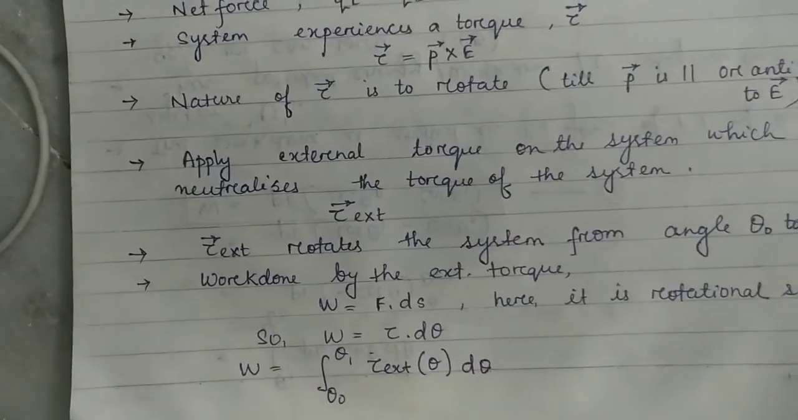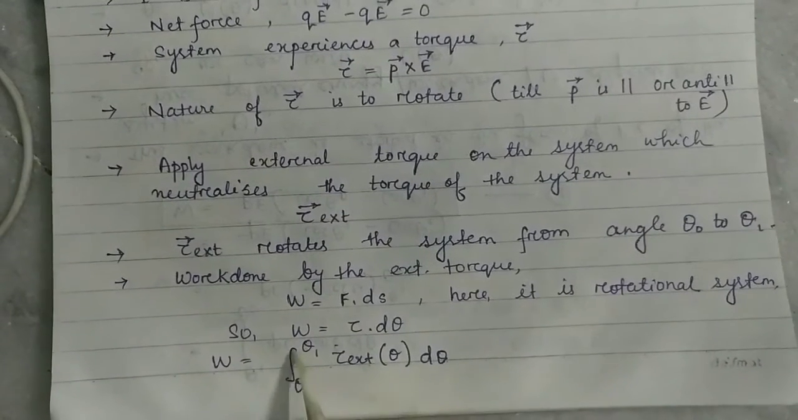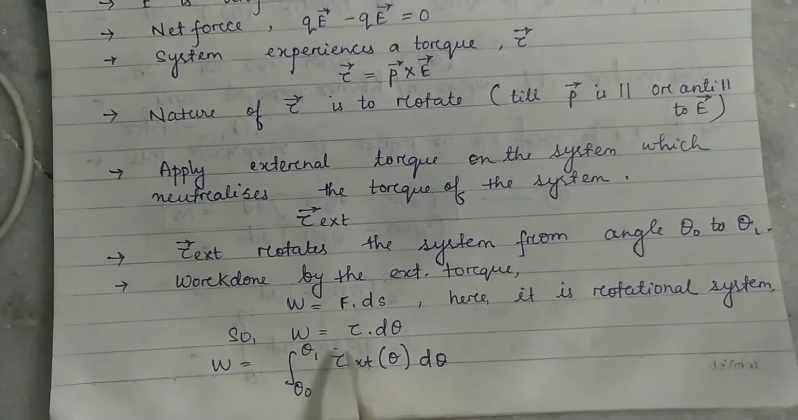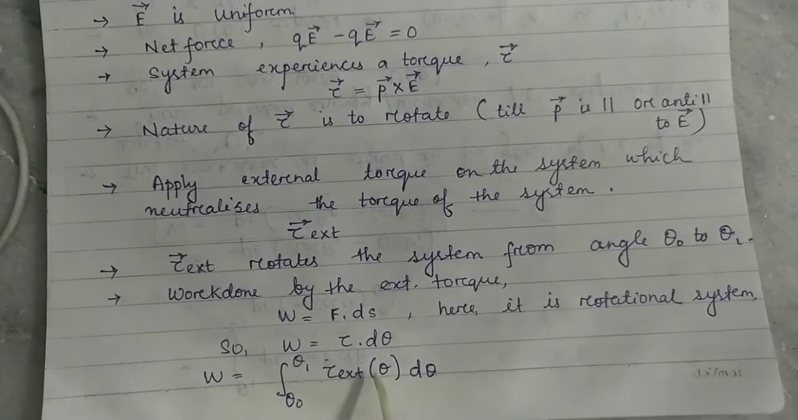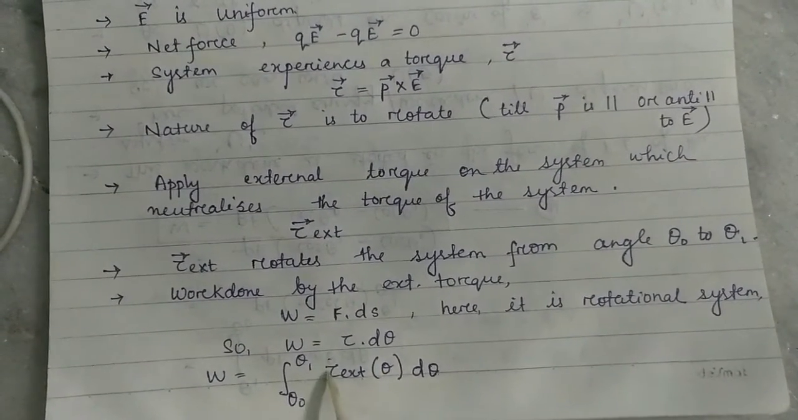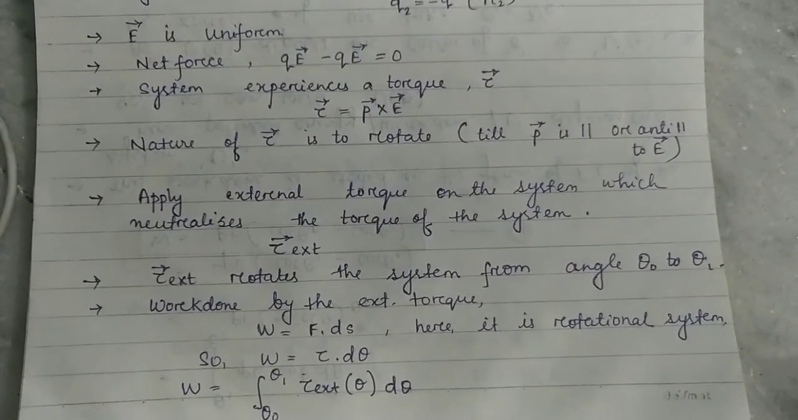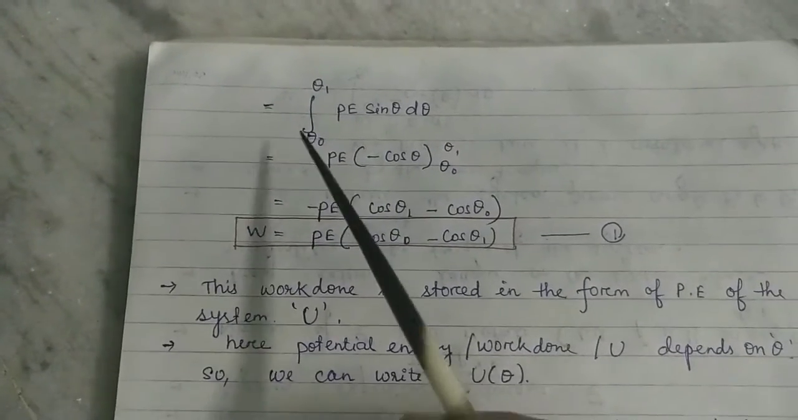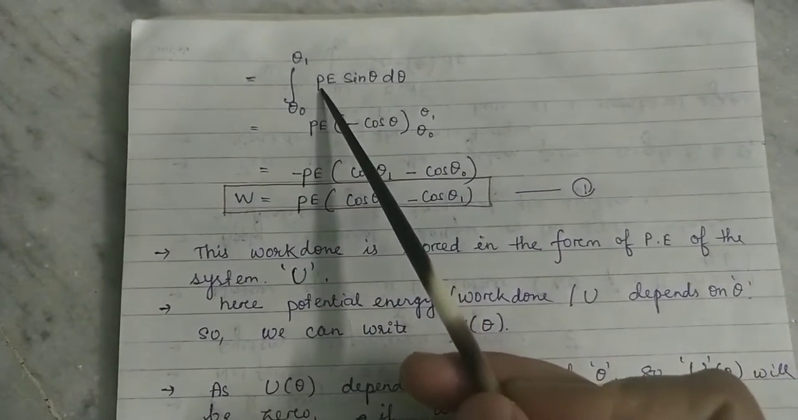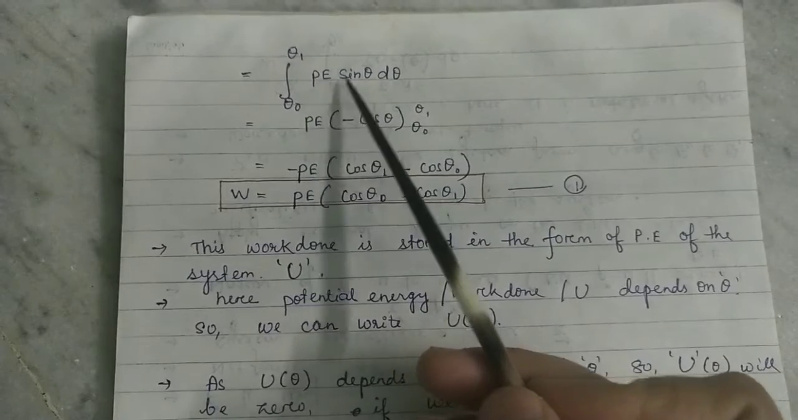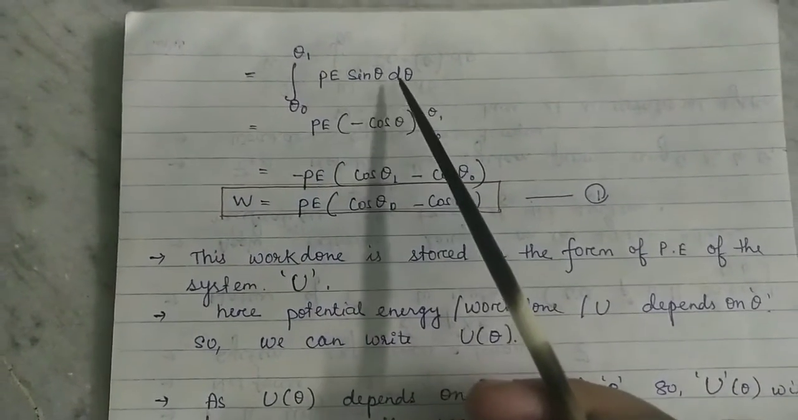So from where to where will we integrate? We'll integrate from the initial angle theta 0 to theta 1. Tau external depends on theta, so we have written tau external theta, which is a function of theta, and d theta. This we will integrate. Now what is the value of tau external? The value of tau external is tau equals P cross E, or PE sin theta. So in place of tau external we have written PE sin theta and d theta.